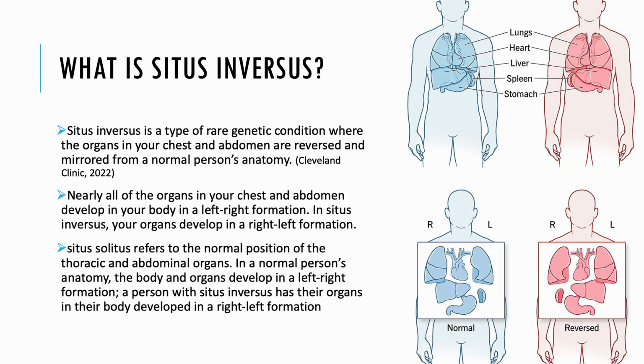Nearly all of your organs in your chest and abdomen will develop in a left-right formation. But a person with situs inversus, their organs will develop in a right-left formation. I also have a picture on the right side to show what it looks like in a normal person's anatomy versus what it would look like for a person that has situs inversus.